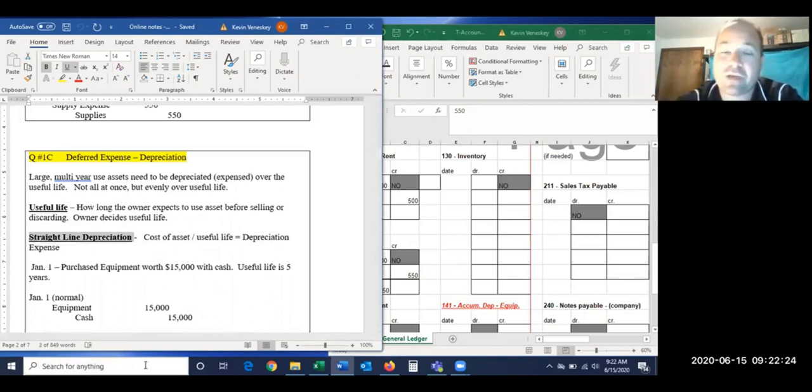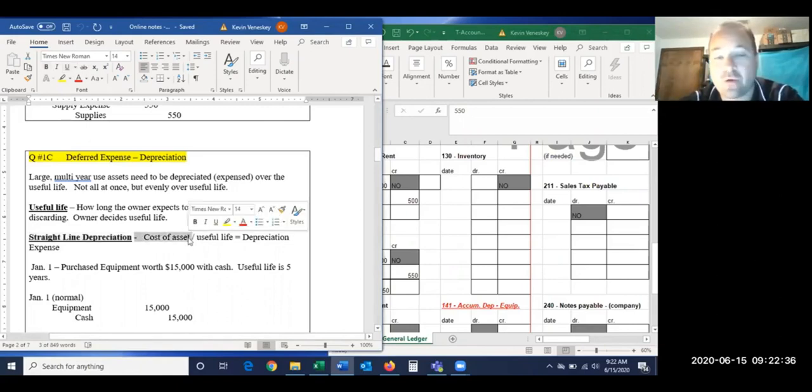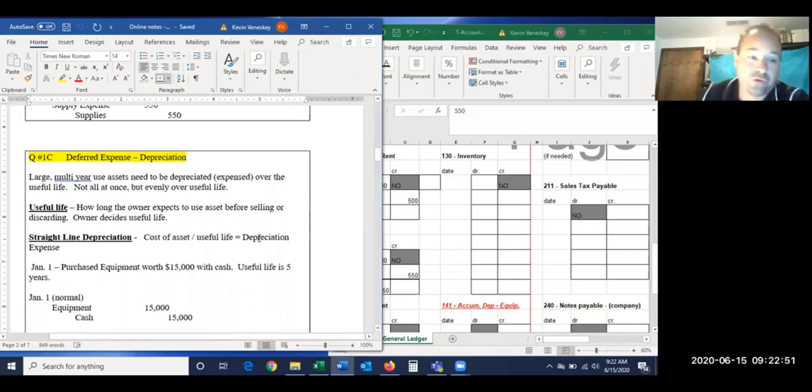Until much later in the semester, we're going to deal with straight line. That's just kind of the default method to use. And it's simple to do to get the same amount every year. All you need to do is just take what the asset cost you to purchase and divide it by the useful life. How long do you think you're going to use it? And then you just spread out that cost a little bit every year. And we put it over into depreciation expense.